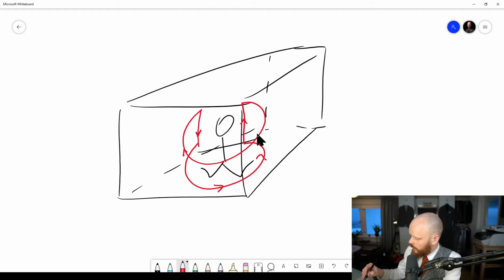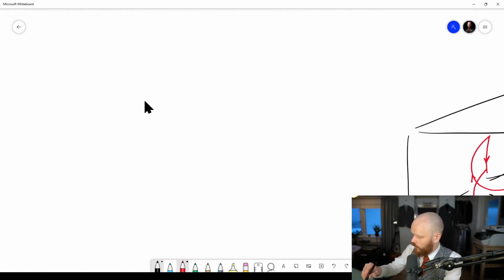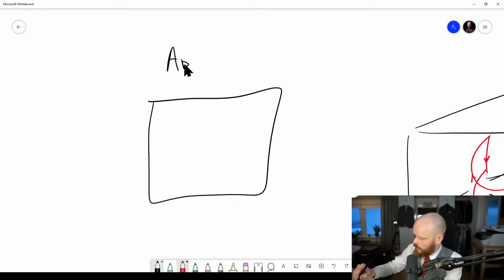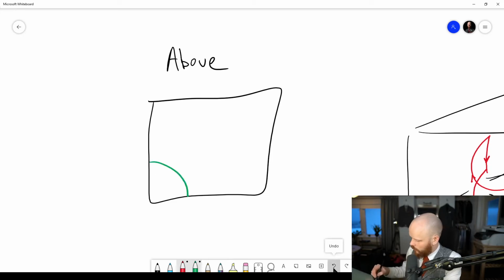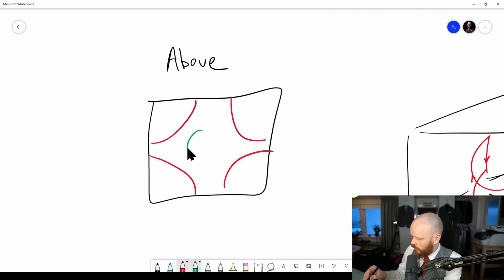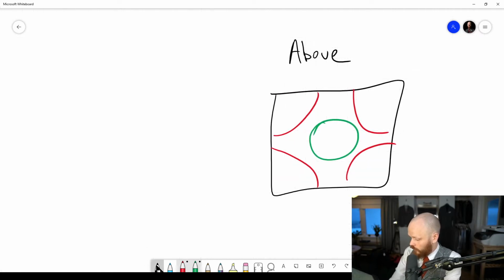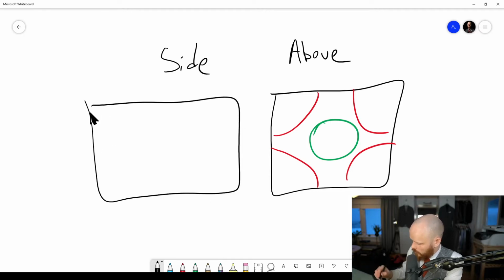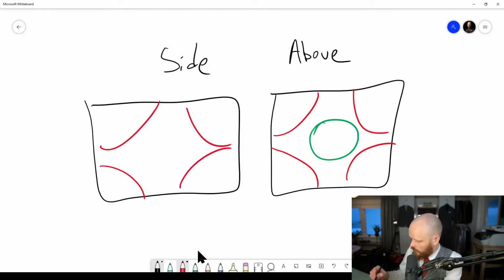Now, in this room, you will have large sound pressure level variations, which means that if we look at it from above, you will typically have strong regions near the corners of the room, and it's a bit more quiet in the middle. And this could be the same if you look at it from the side. You're gonna get similar results. And there will be various patterns of this.